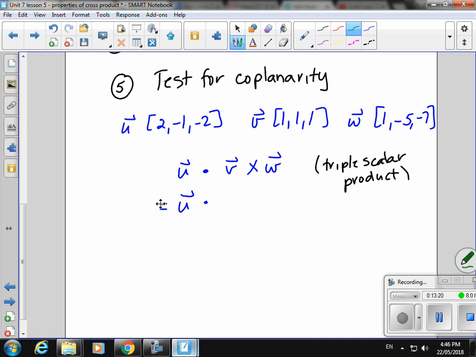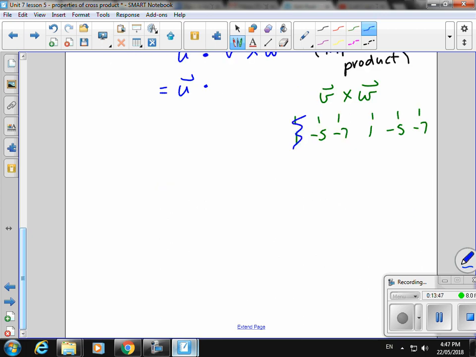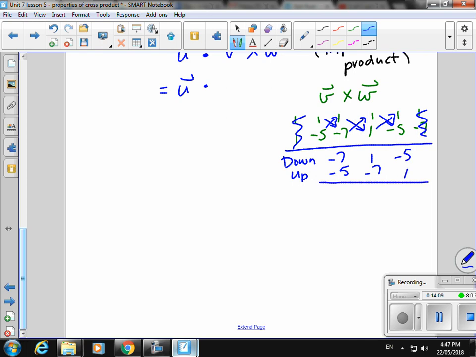So I'm going to find v cross w, and I'm going to use the up products, down products, or down products, up products. So v goes first, 1, 1, 1, 1, 1, 1. W is second, 1, negative 5, negative 7, 1, negative 5, negative 7. Okay. So for my down products, up products, I get rid of the ends. My down products would be negative 7, 1, negative 5. My up products would be negative 5, 1, negative 7. I subtract those. I would have negative 7 subtract negative 5 is negative 2. 1 subtract negative 7 is 8. Negative 5 subtract 1 is negative 6.